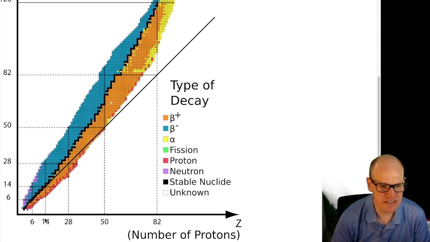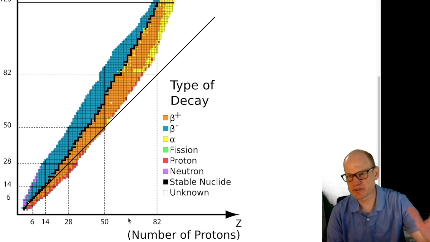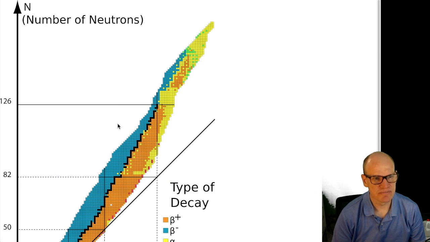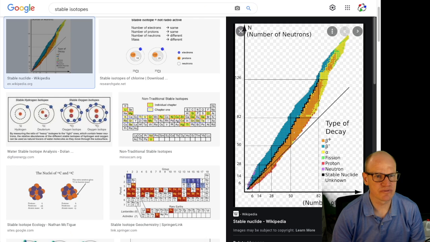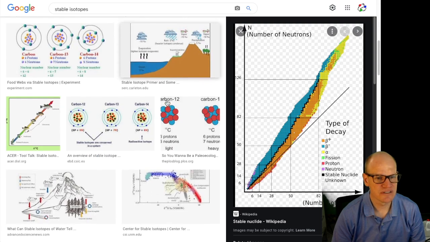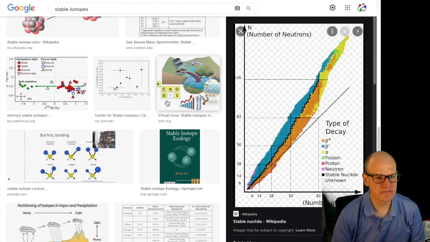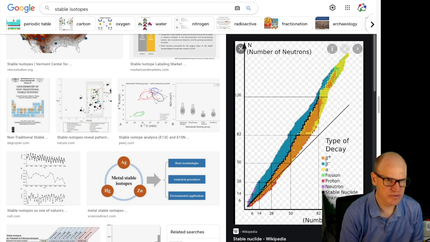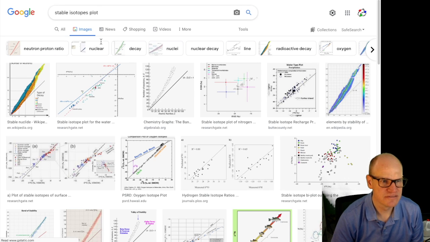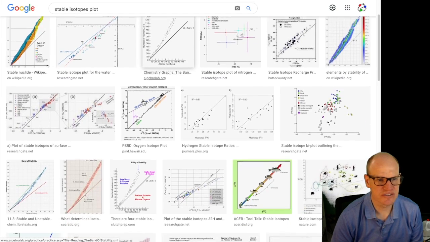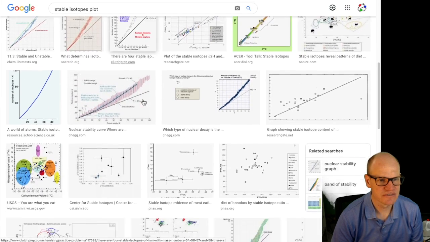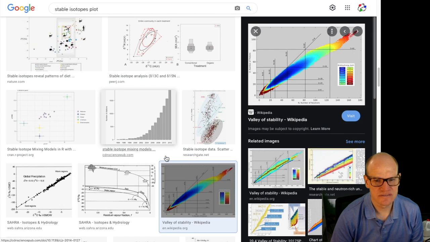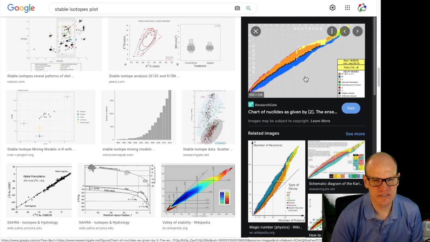The number of protons is, in this case, on the horizontal axis. Normally, when I look at this picture, I look at it flipped over. It would fit better on the screen if it was flipped over. Actually, let me see if I can find a flipped over version. These are all tilted backwards. Okay, this is the one. Here's one that's turned sideways.